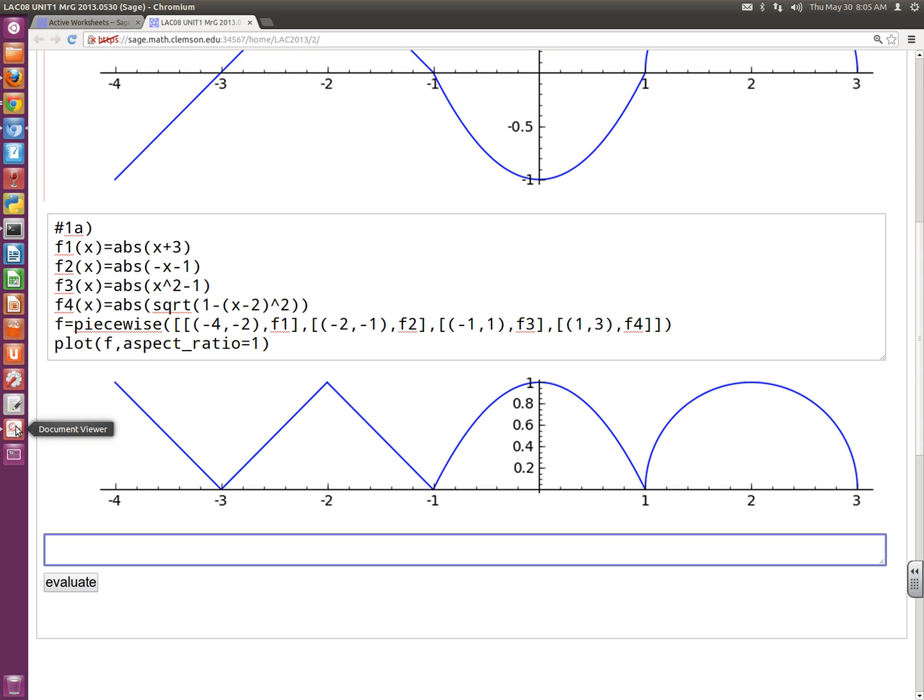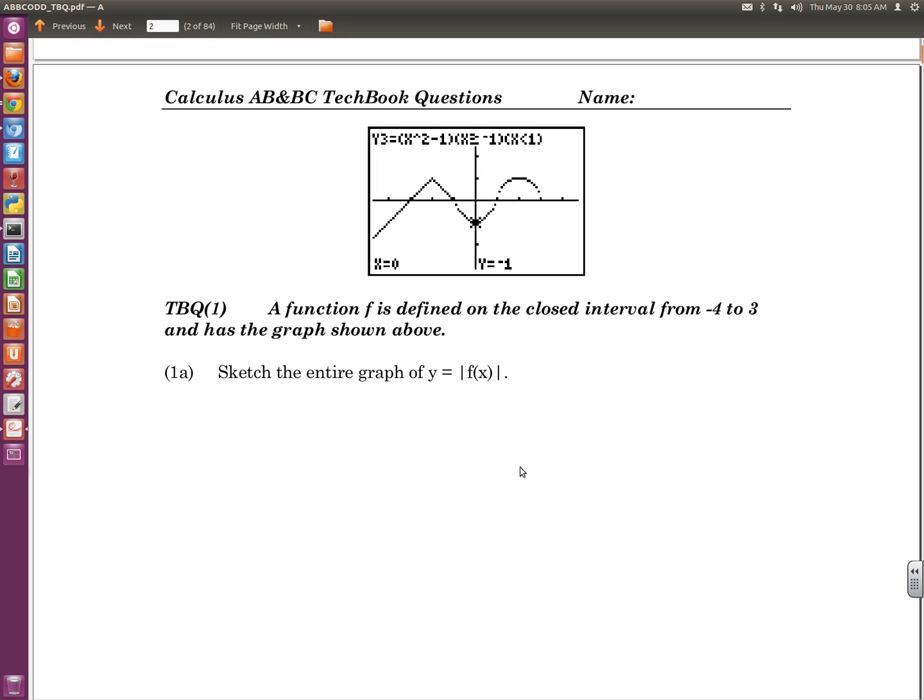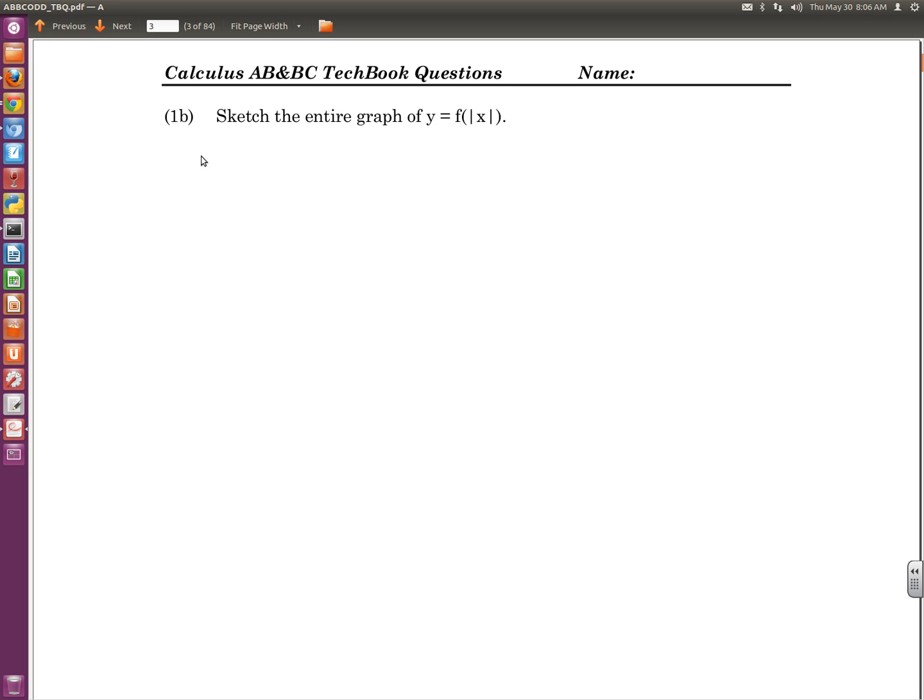Are you ready for 1b? What am I saying? 1b. Well, yeah, I'm having a good day. 1b, can you sketch f of absolute x? Can you sketch f of absolute x? Yes. All right, so what do you do?